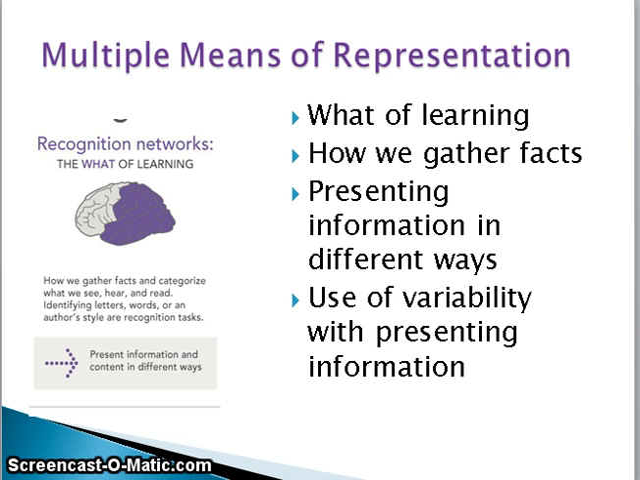Using variability with presenting information, which Todd Rose talked about a lot last week, with our third week of learning, is variability. We all learn in different ways. We all like different ways to present our information. So that is the multiple means of representation. And I'm going to tell you now about how I use it in my classroom.